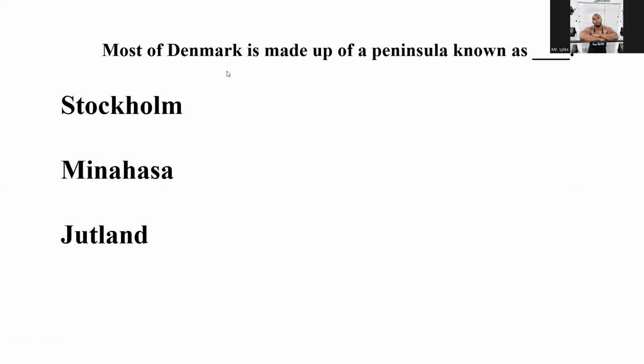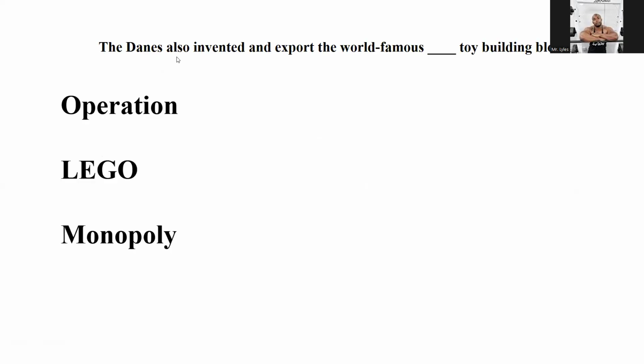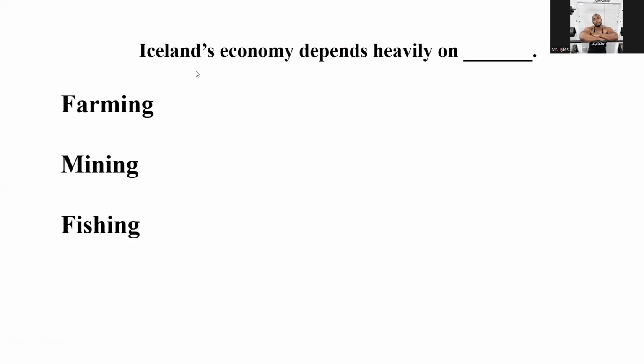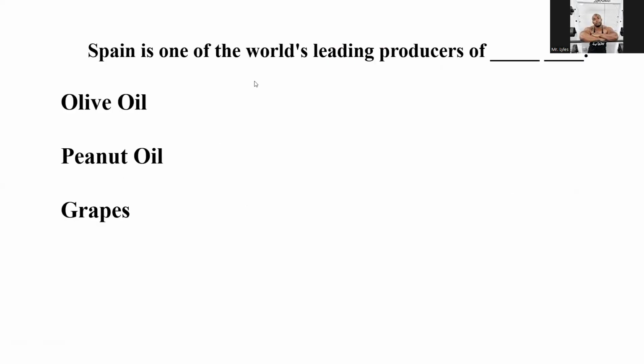Most of Denmark is made up of a peninsula known as Jutland. The Danes also invented and exported the world-famous blank toy building blocks, which is Lego. Blank, Denmark's capital, is the largest of the Nordic cities. Copenhagen. Iceland's economy depends heavily on fishing. Spain is one of the world's largest producers of olive oil.